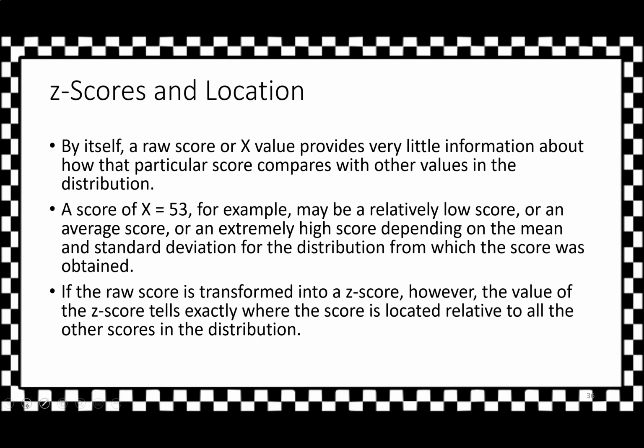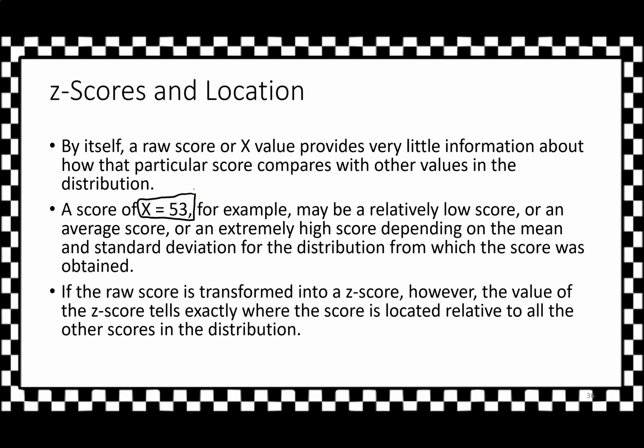Z-scores and location. By itself, a raw score or X value provides very little information about how that particular score compares with other values in the distribution. For example, a score of 53 may be a relatively low score, or an average score, or a really high score, depending on what the mean and the standard deviation are for the distribution from which the score was obtained. So we really get no information from saying I scored a 53.